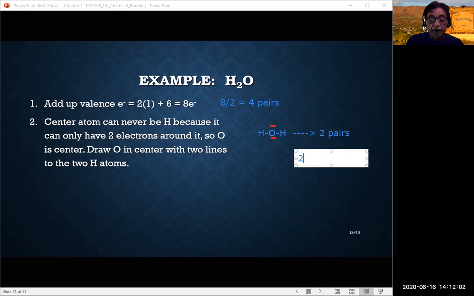I had 2 pairs left when I started off, minus the 2 pairs that I put in with the red line there. So now I have 0 pairs to work with. Everything's fulfilled. I go back and check. Sure enough, I have 4 pairs, and that is how many valence electrons: 4 pairs times 2 is 8 electrons.